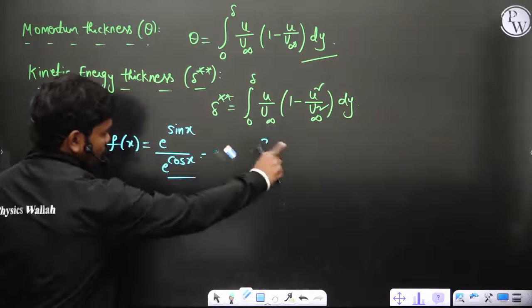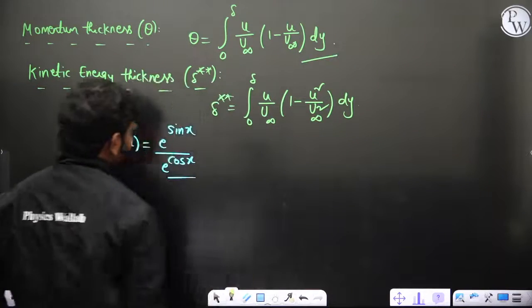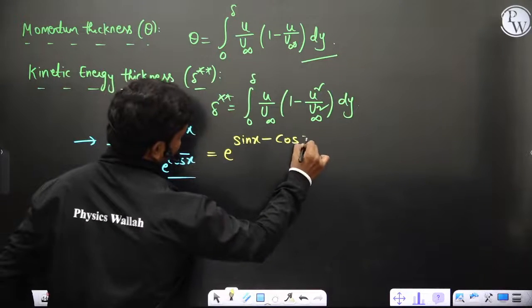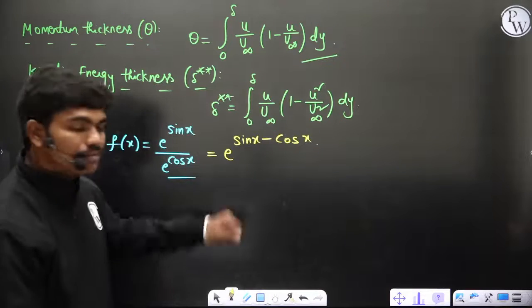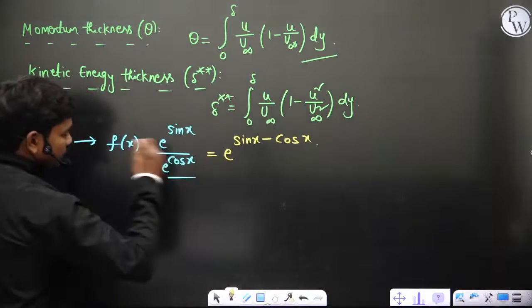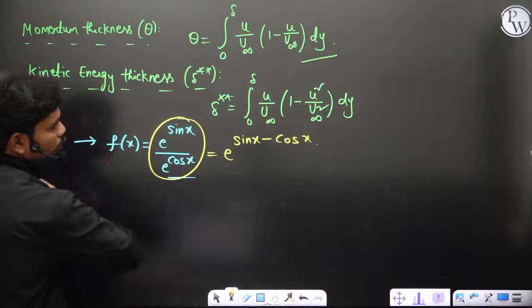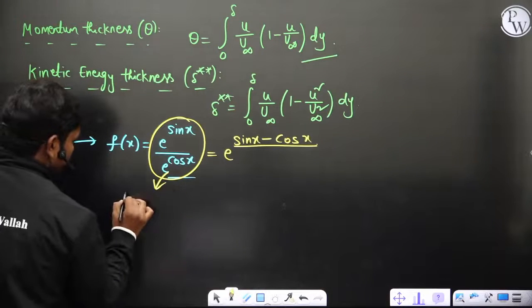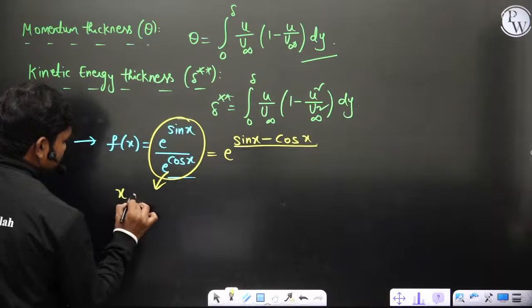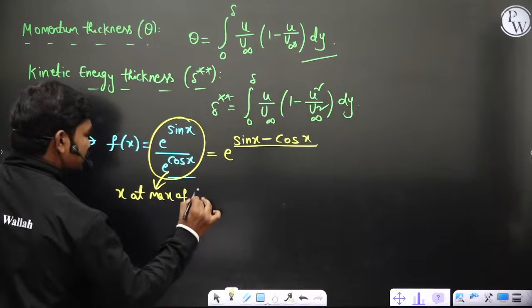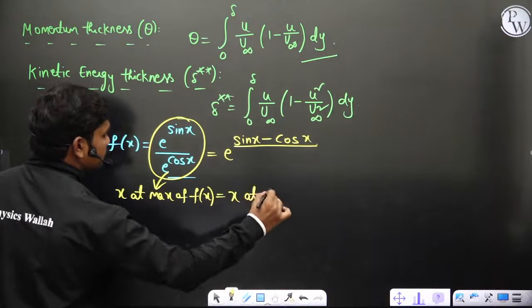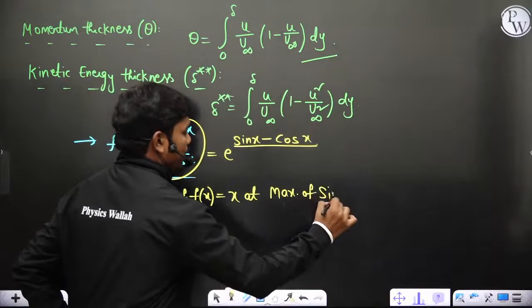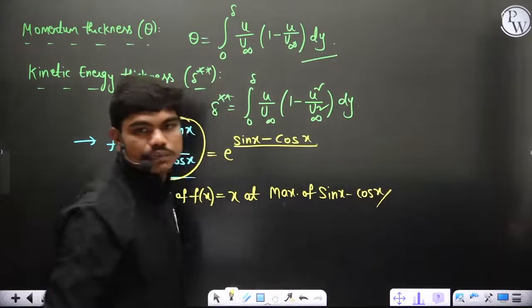Now see here. It's a very simple question again. Basically, this can be written as e power sin x minus cos x. Because e is a positive constant, of course, if you want the maximum value of this, you have to calculate the maximum value of the exponent. Correct? The x at maximum of f of x is the same as the x at maximum of sin x minus cos x. This is what you know, correct?